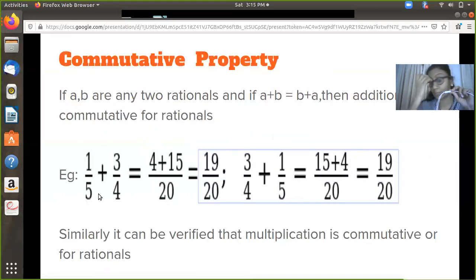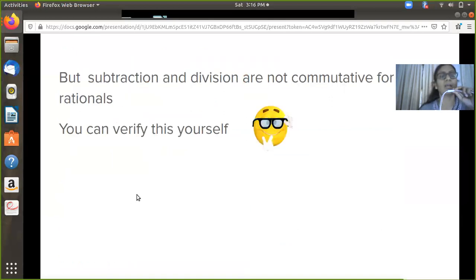Similarly, you should be able to verify that multiplication is also commutative for rationals. So this you can do it yourself. You can take any two rationals, try to multiply them, change the order of the multiplication in the second step, and see if you are still resulting with the same product. If such a thing happens, then you can generalize that the multiplication is commutative for rationals.